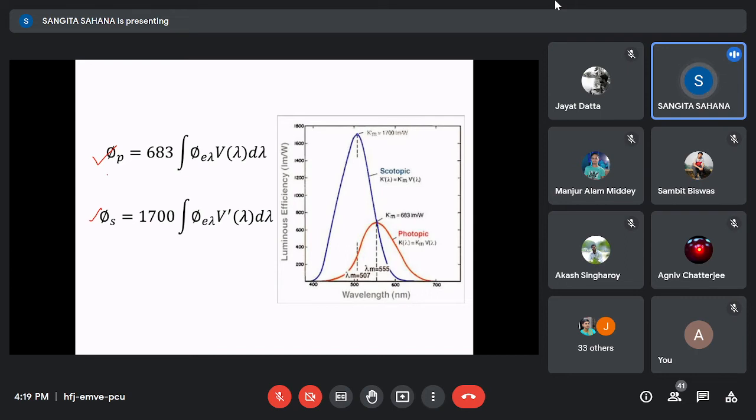So if you want to see the cone response, or the photopic light, this is this amount, and this is the rod amount. So this is the photopic lumen, 683 phi lambda, V lambda, d lambda. This is the scotopic lumen, 1700 phi lambda, V dash lambda, d lambda. So here the value of Km is 683 lumen per watt. Here the value of K dash m is 1700 lumen per watt. Okay.